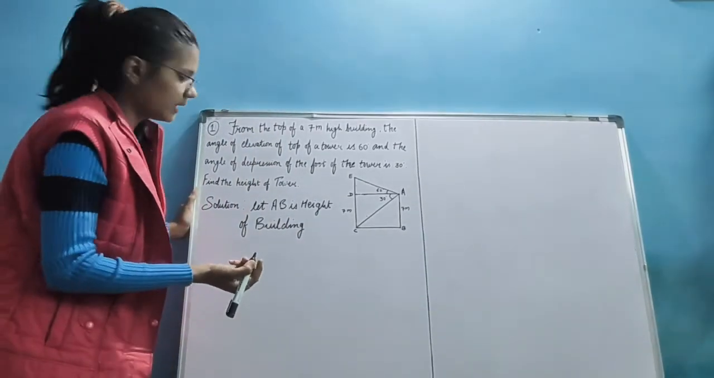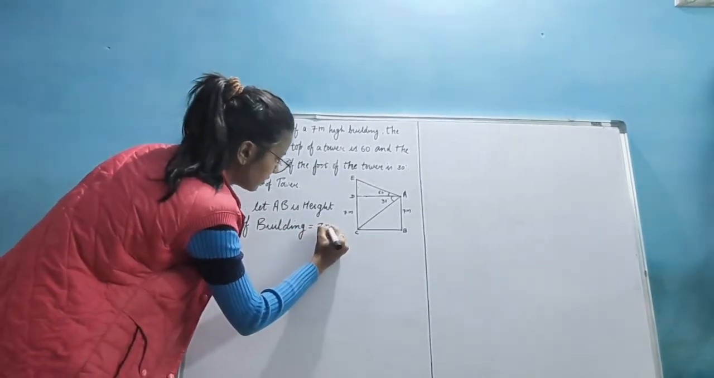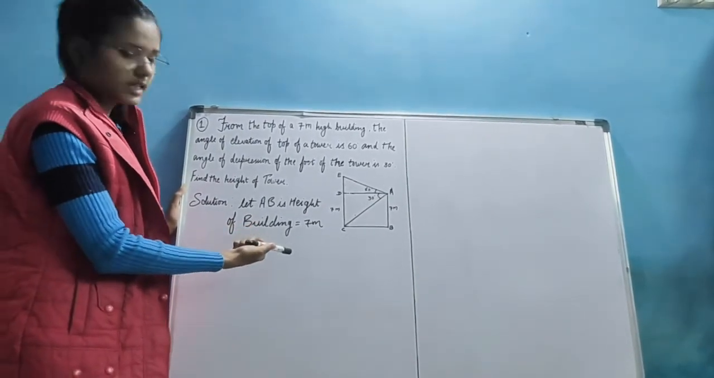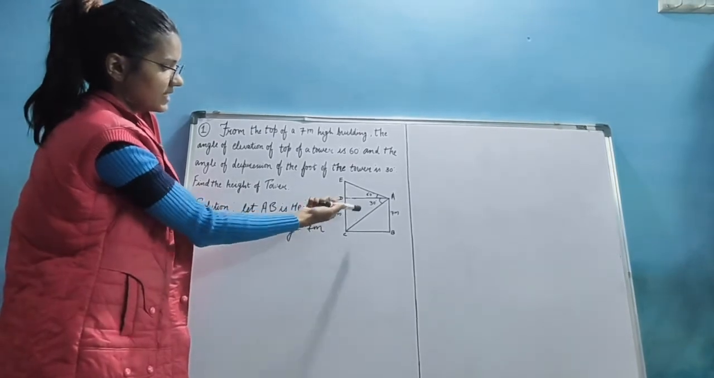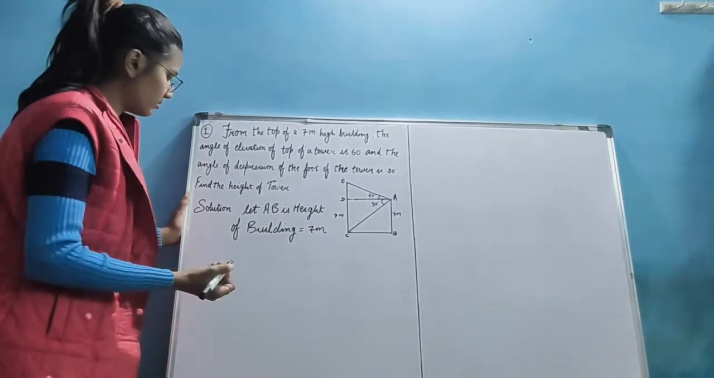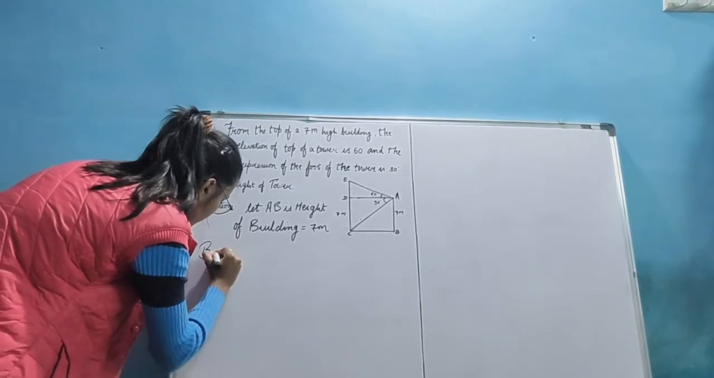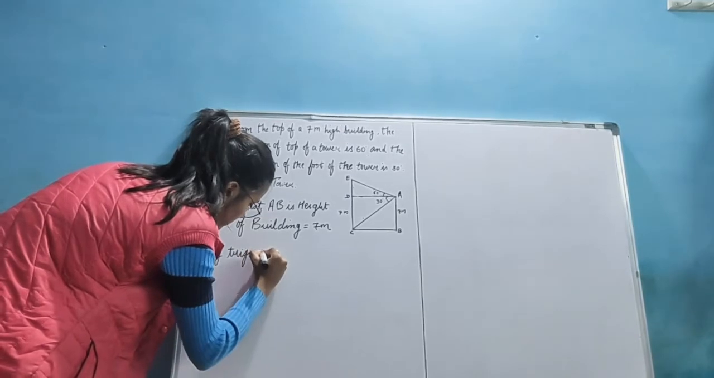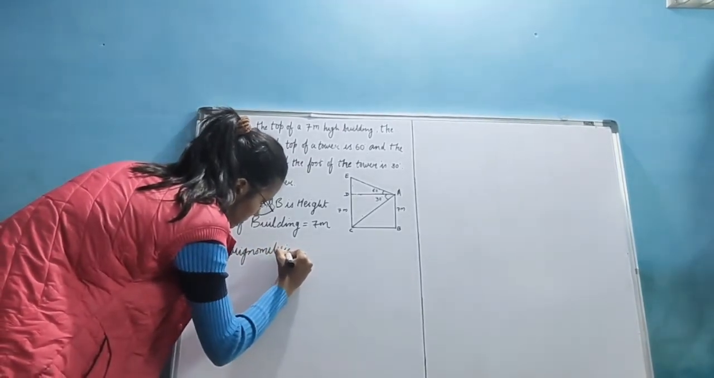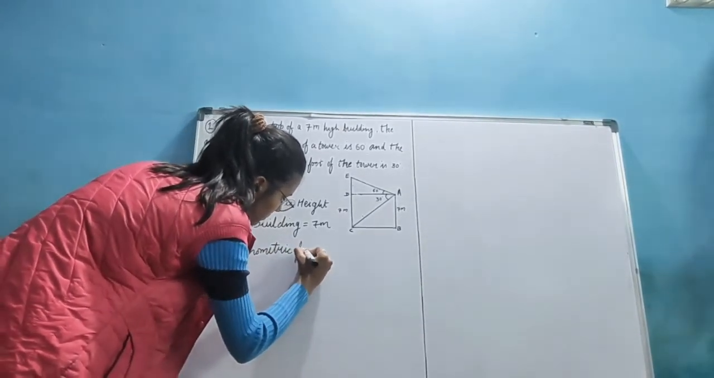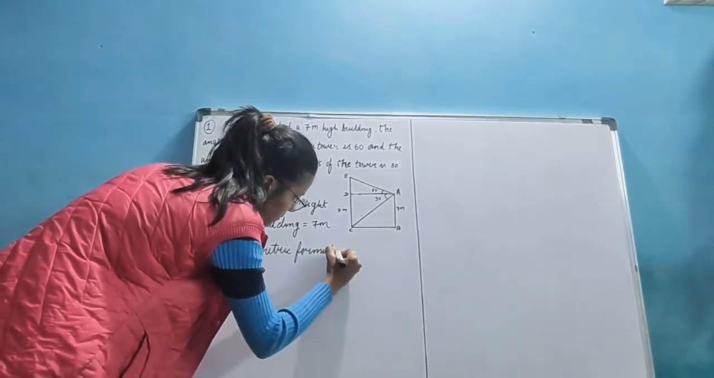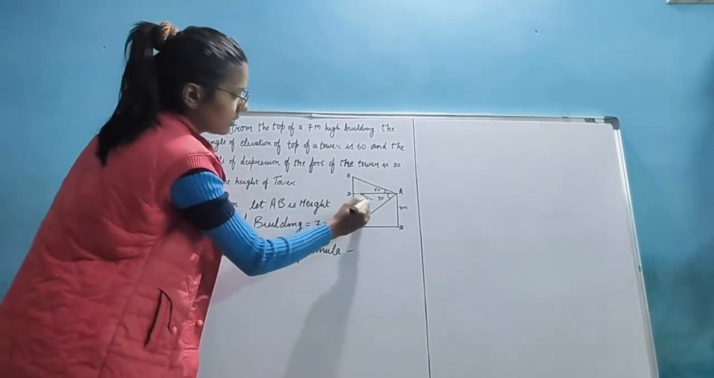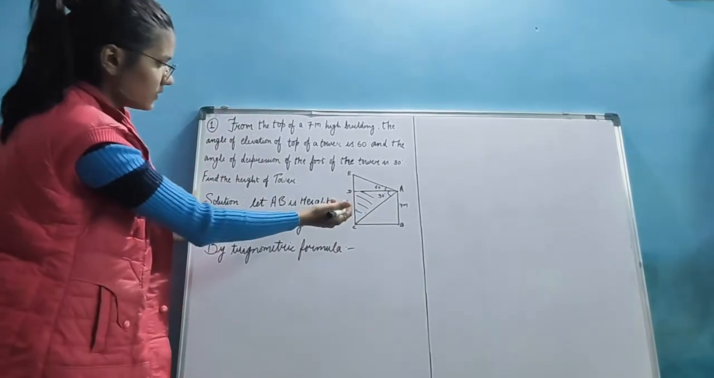Let AB be the height of the building, which is 7 meter. I use trigonometric formulas for solving the question because it is very easy to solve by this method. Firstly, I take the triangle ADC. Let's shade the triangle which we are going to use.